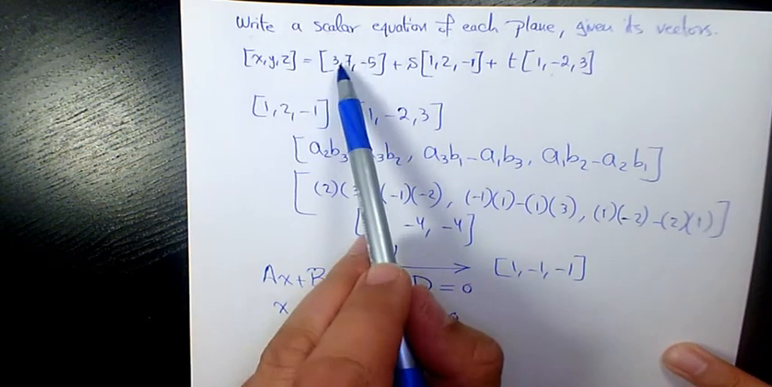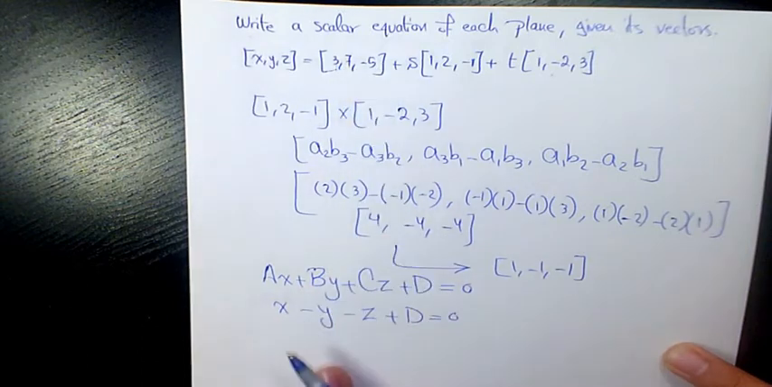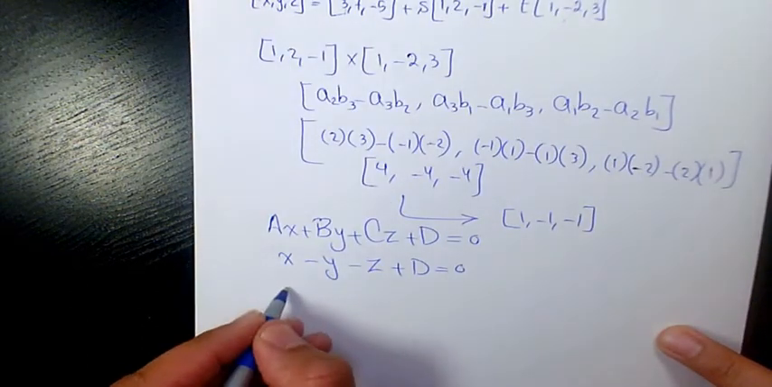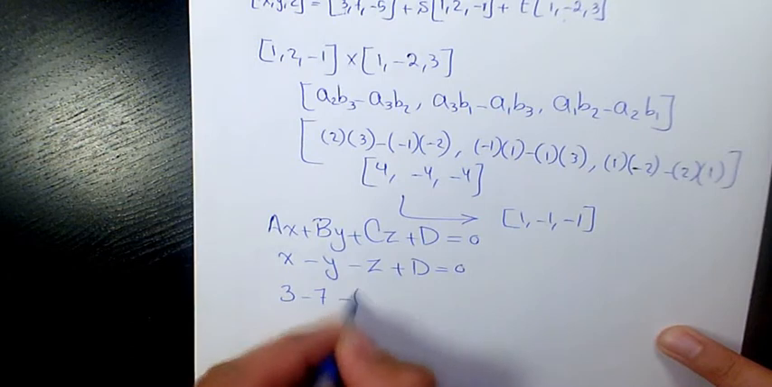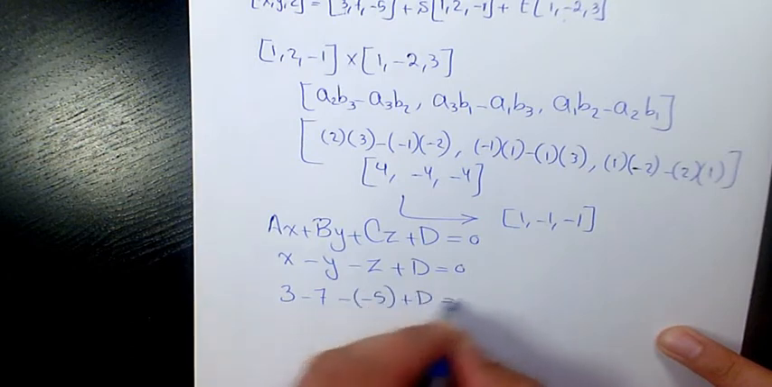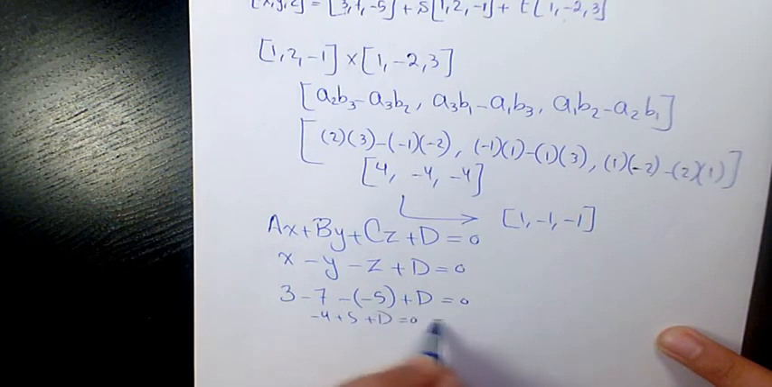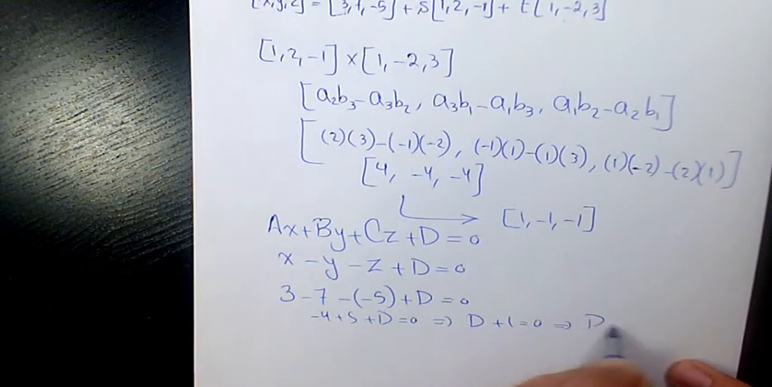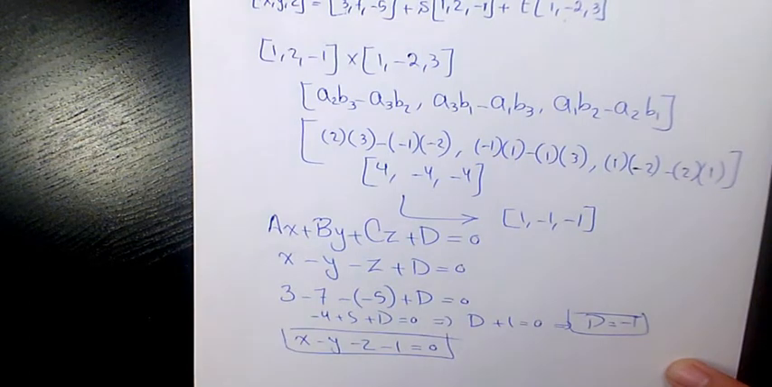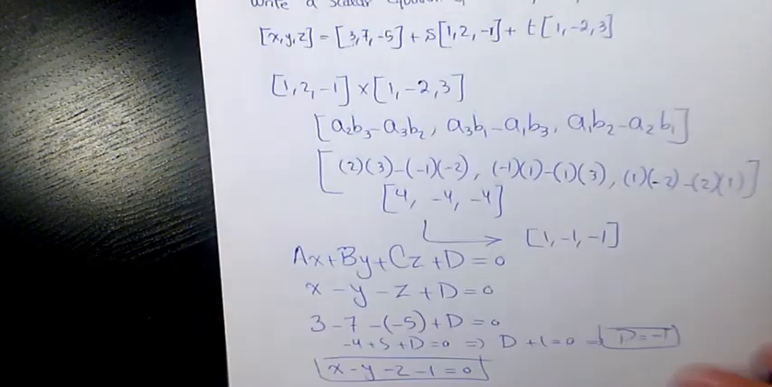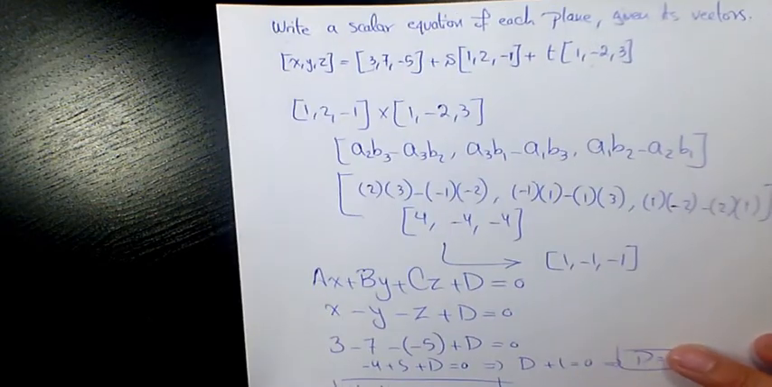Now because it contains this point, 3, 7, and negative 5, we substitute it there to find d. So it's going to be 3 minus 7 minus negative 5 plus d equals 0. That will be negative 4 plus 5 plus d equals 0. So we have d plus 1 equals 0, so d is negative 1. So the equation is going to be x minus y minus z minus 1 equals 0. So that's the scalar equation. Next one.